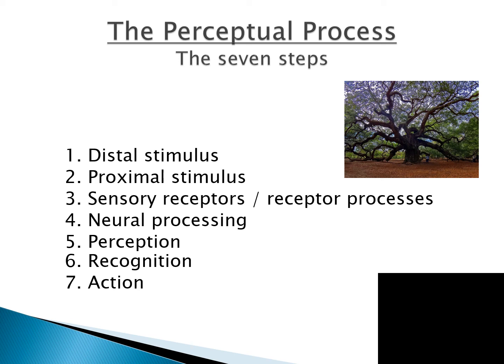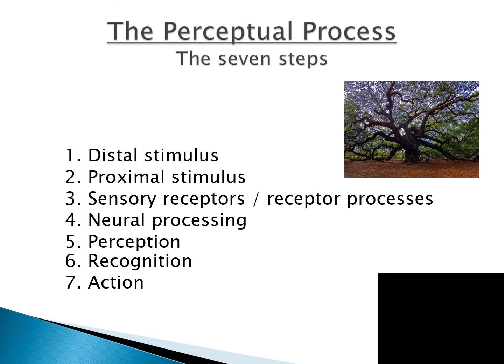We've already gone through transformation. We're already at a point where we're representing the tree in some way. It's not the actual tree. Step 3 is the sensory receptors, or receptor processes, where we see more transformation and change. It goes through neural processing as we get through the brain, and then perception as we get to our first cortical processing and perceiving the world and our conscious experience.